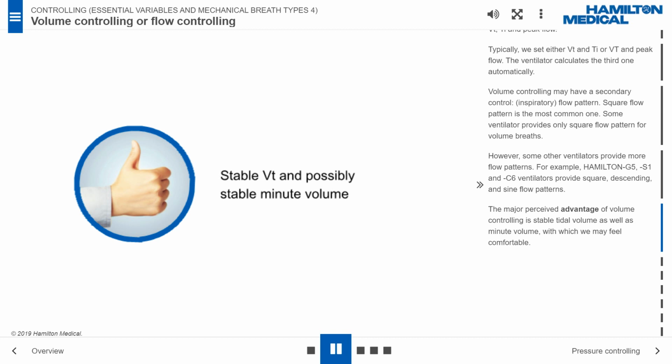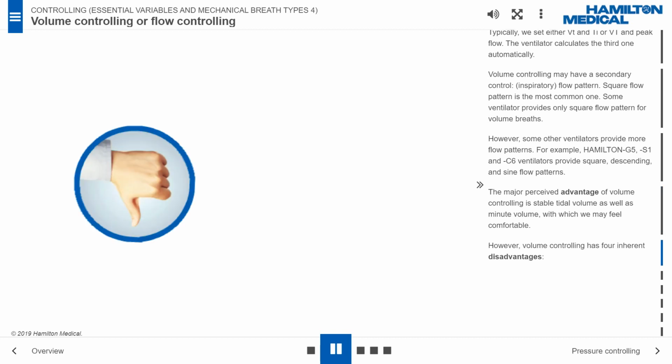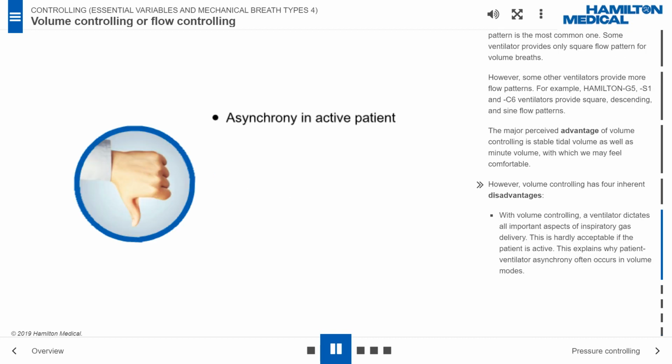The major perceived advantage of volume controlling is stable tidal volume as well as minute volume, with which we may feel comfortable. However, volume controlling has four inherent disadvantages. With volume controlling, a ventilator dictates all important aspects of inspiratory gas delivery. This is hardly acceptable if the patient is active. This explains why patient-ventilator asynchrony often occurs in volume modes.